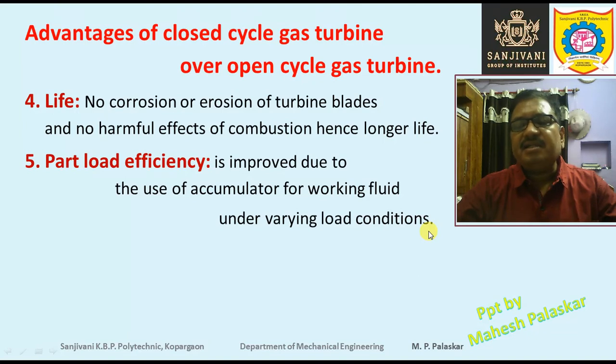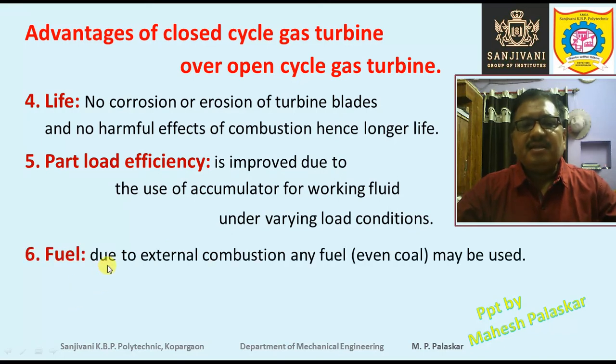If the conditions which prevail are varying load conditions, when the load is varying, then the accumulator is used for the working fluid, and due to that the part load efficiency is improved. So whenever there is excess energy, that time the working fluid will be stored in the accumulator having the energy, right? And it can be utilized whenever there is requirement of additional energy, and due to this storage facility the part load efficiency is better in the closed cycle gas turbine.